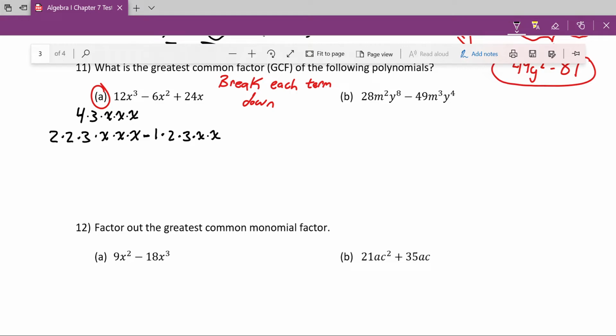24 breaks down to 12 times 2. Oh, let's redo that because this is going to take a bit. 24 breaks down to 12 times 2. But 12 can be broken down, and we actually saw that 12 breaks down right here. So I can actually say that 12 is really 2 times 2 times 3, and then times 2. So 24 is 2 times 2 times 3 times 2. That's a lot, I know.